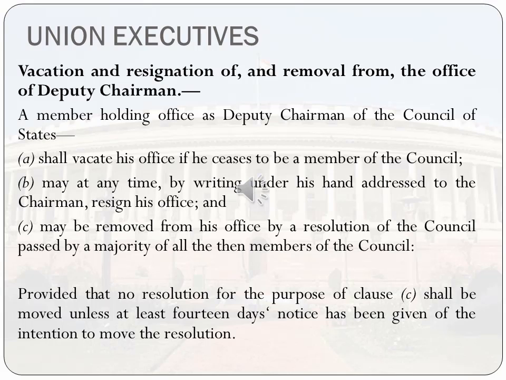So if the members of the council decide to remove him, they can pass a resolution, and it has to be accepted by the majority of the council members who are members of the council at that particular juncture of time, provided that no resolution for the purpose of clause C shall be moved unless at least 14 days' notice has been given of the intention to move the resolution. So a minimum of 14 days' notice is necessary for removal of the deputy chairman of the house.